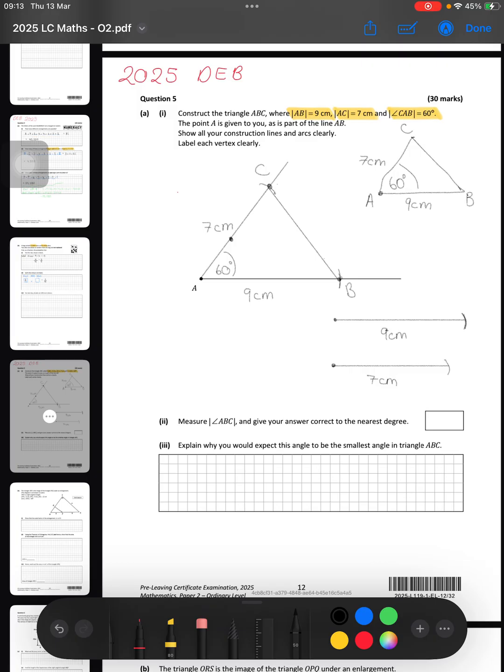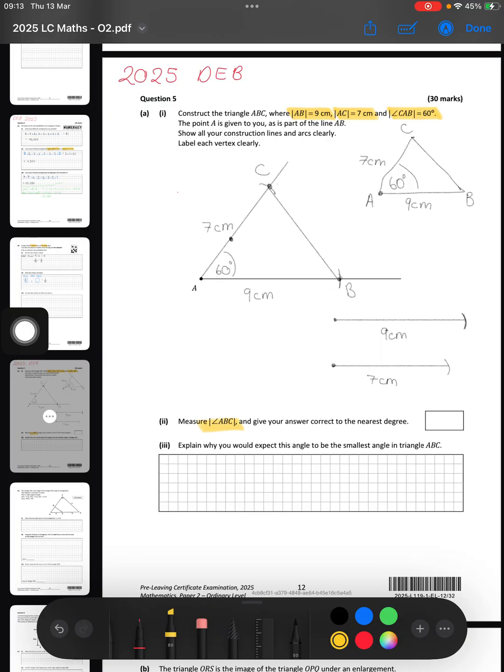So this is what your page should look like, but with more accurate measurements in the actual construction. You should have a sketch and you should have your lines that you've used to measure those distances. You should have them down as well. So then I have to measure the angle from A to B to C.